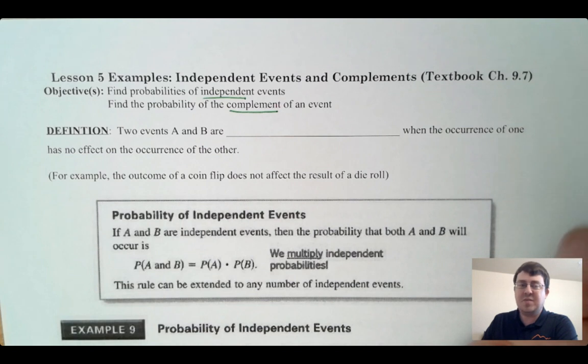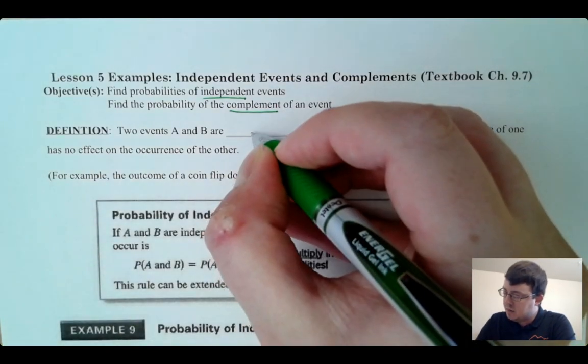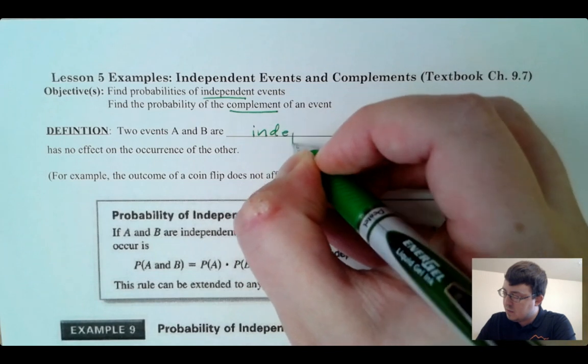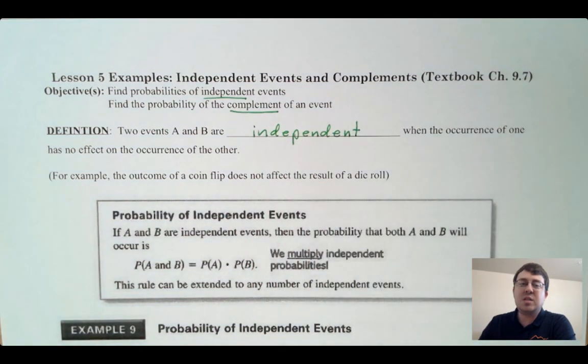So first off, let's have a definition. Two events A and B are independent when the occurrence of one has no effect on the occurrence of the other. For example, if I flip a coin, that does not affect the result of a subsequent die roll. So if I flip a coin and get heads, that doesn't make a 3 or a 4 on the die any more likely. They're very different, distinct things, so they have no influence on each other.